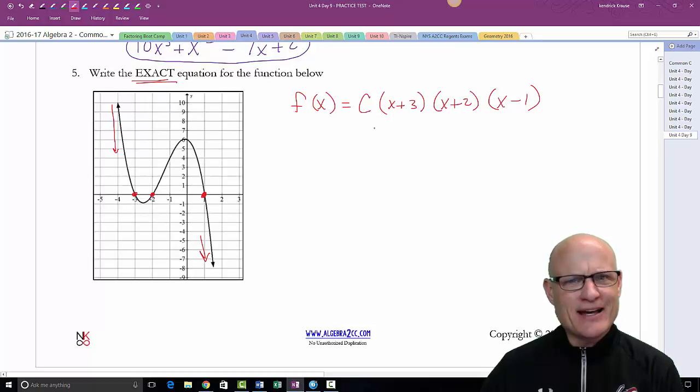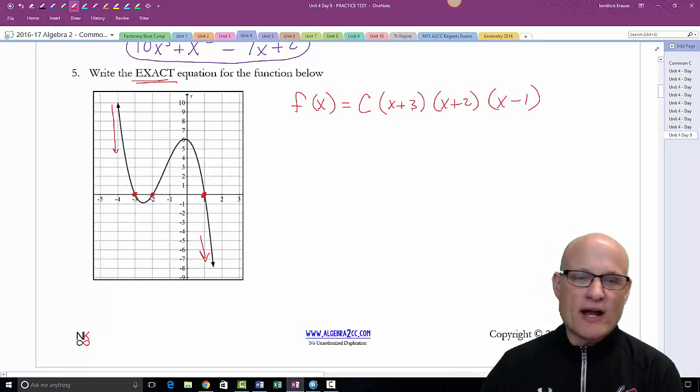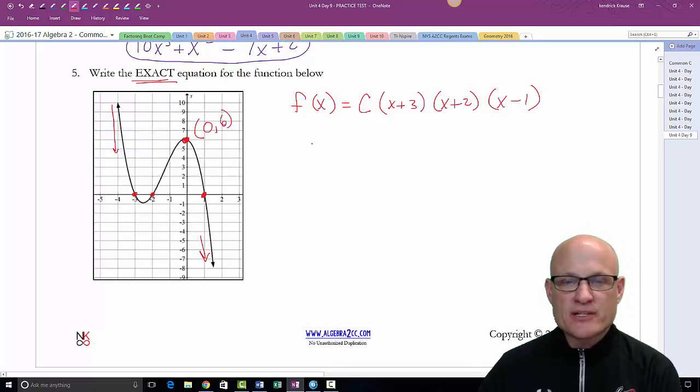Now you're thinking, what the heck? And then I'm going to pick any point on the graph. My favorite point is probably going to be this one right here. This is the point 0, 6. Why did I pick that one? First of all, it's a nice point. Could I have picked another point? Yeah, I could have picked this point. Maybe I'll do both, and I'll show you that if I use negative 1, 4, or I use 0, 6, I should get the same result, hopefully.